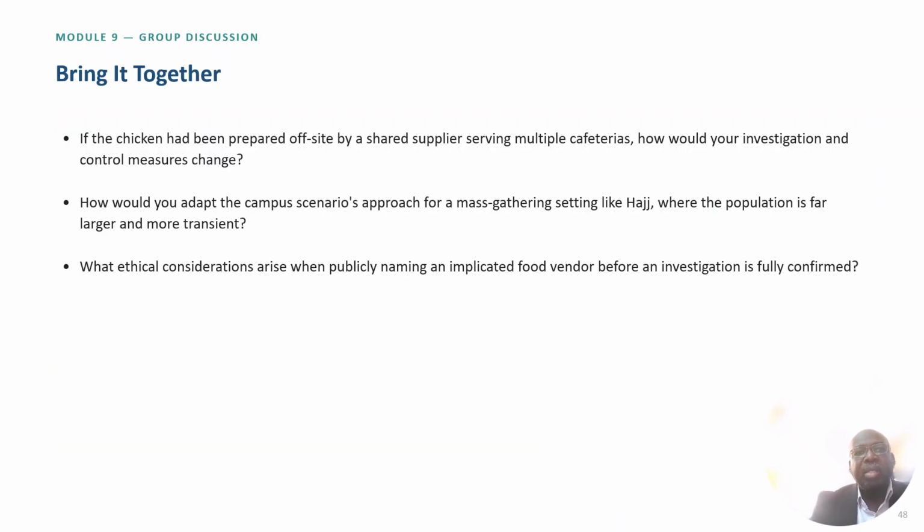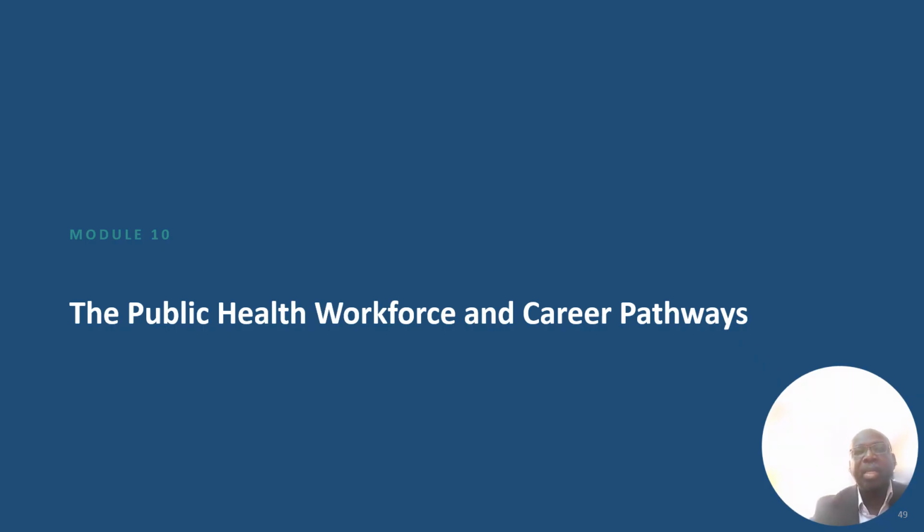Here we have other steps to bring it together. The chicken had been prepared off-site by a shared supplier, so we have to look at the history of how this food was prepared and what other ingredients exist in these foods. In this way, we can come up with the exact suspected or candidate item which is responsible for the transmission.